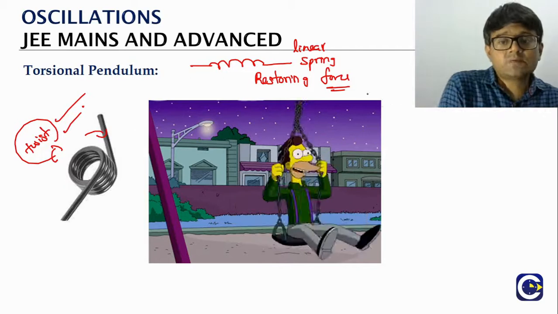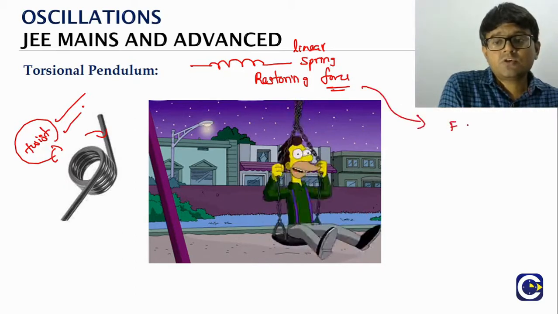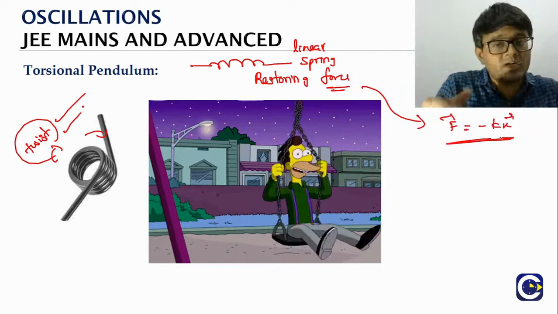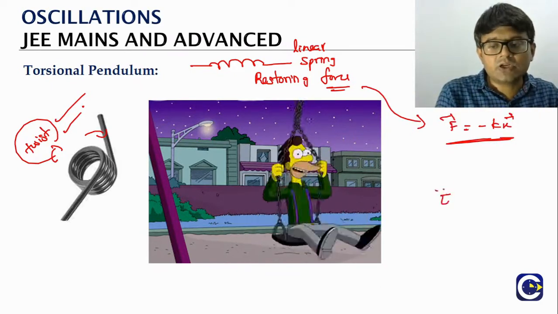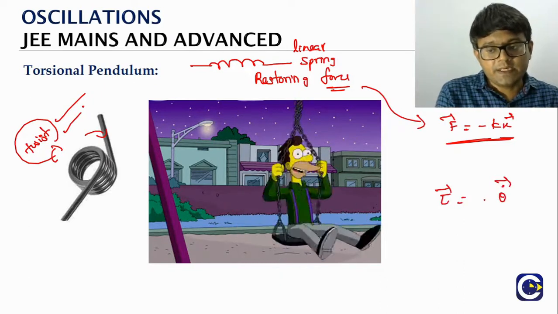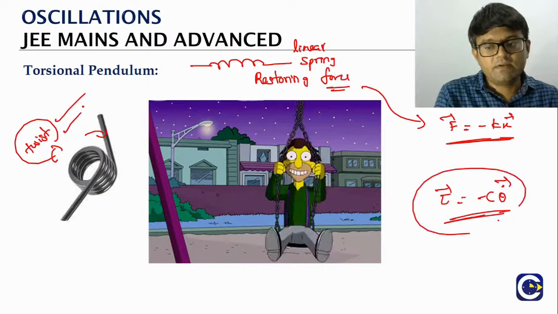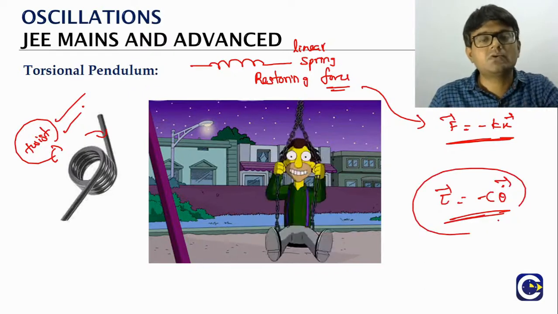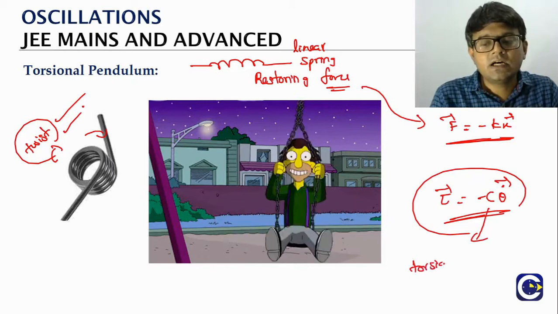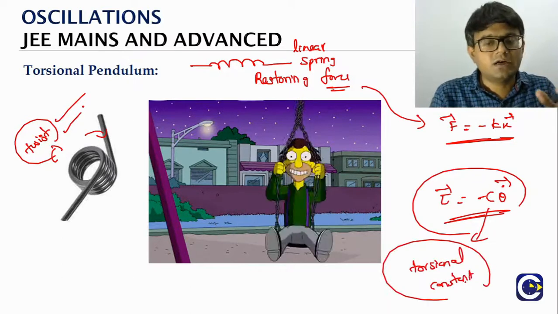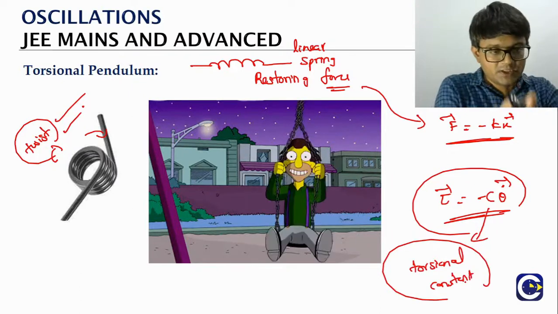Just like a normal spring, the restoring force is equal to minus k x, proportional to displacement and opposite in direction. Here also the restoring torque will be proportional to the angular displacement but opposite in sense. So we have a relation: torque is equal to minus c theta. This c is called the torsional constant of the rope or the spring.